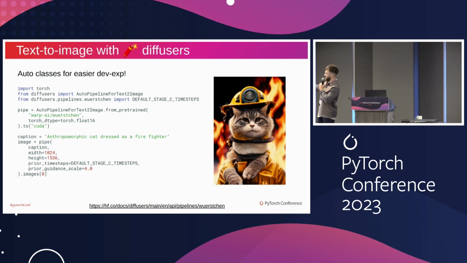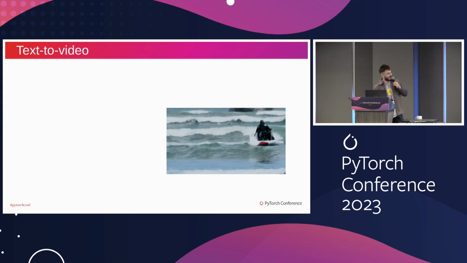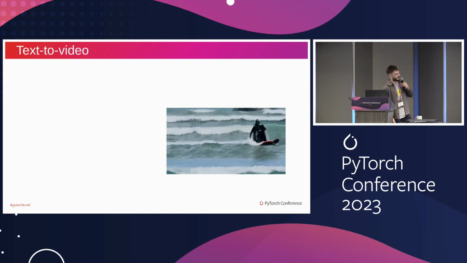So here we switched from Stability AI, Stable Diffusion XL, to a version from Warp AI, which is a super cool model that allows you to generate much larger images by using compression, and you get this very realistic cat, maybe too realistic cat, with the following prompt: anthropomorphic cat dressed as a firefighter. And so doing text to image is super cool, but something that you can also do with Diffusers is to assemble different images together in order to create videos like Darth Vader surfing on a wave.